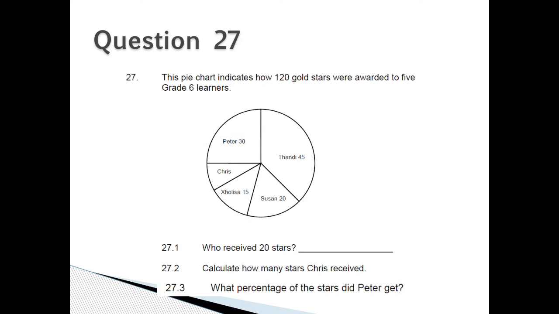Question 27. This pie chart indicates how 120 gold stars were awarded to 5 grade 6 learners. Peter got 30, Tandy 45, Susan got 20, Golisa got 15, and Chris got, we don't know how many. 27.1. Who received 20 stars? 27.2. Calculate how many stars Chris received. And 27.3. What percentage of the stars did Peter get?